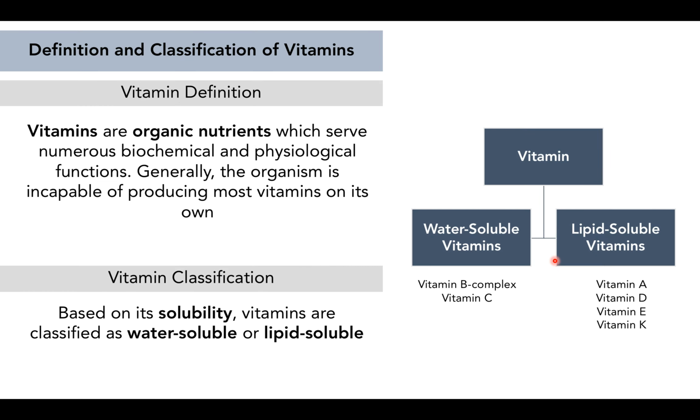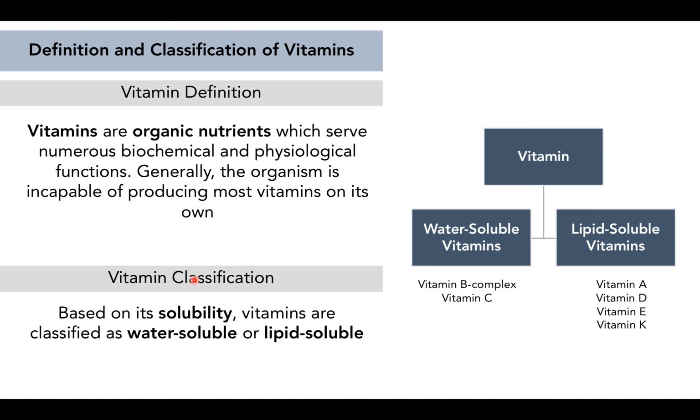Now, vitamins are defined as organic nutrients that we require in our body, and this serves a lot of biochemical and physiological functions. Note that I put organic in bold because vitamins and minerals are different in the fact that vitamins are organic materials and minerals are inorganic. Generally, we are incapable of producing vitamins on our own, so that's why they're very important nutrients, crucial for a lot of biochemical functions.